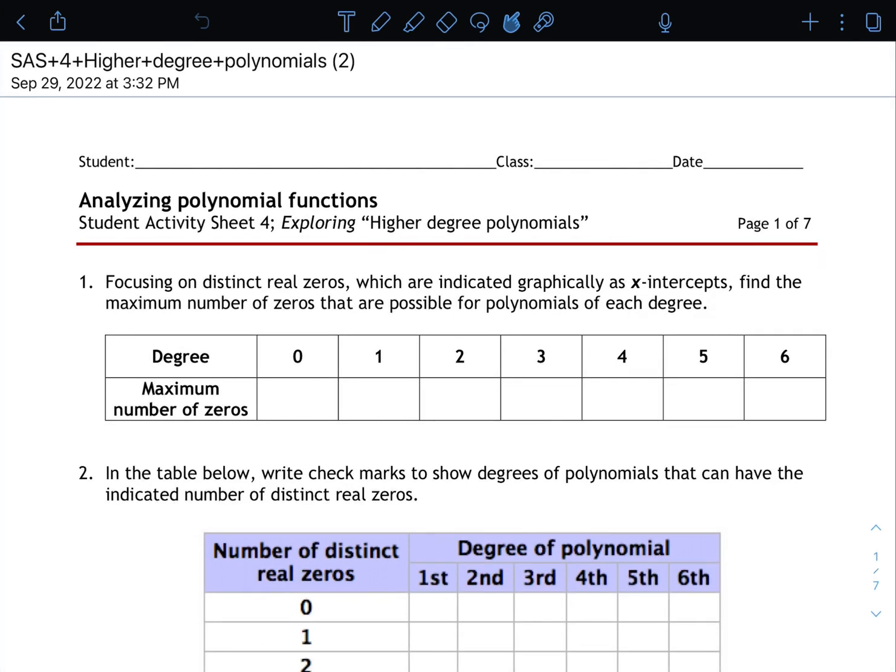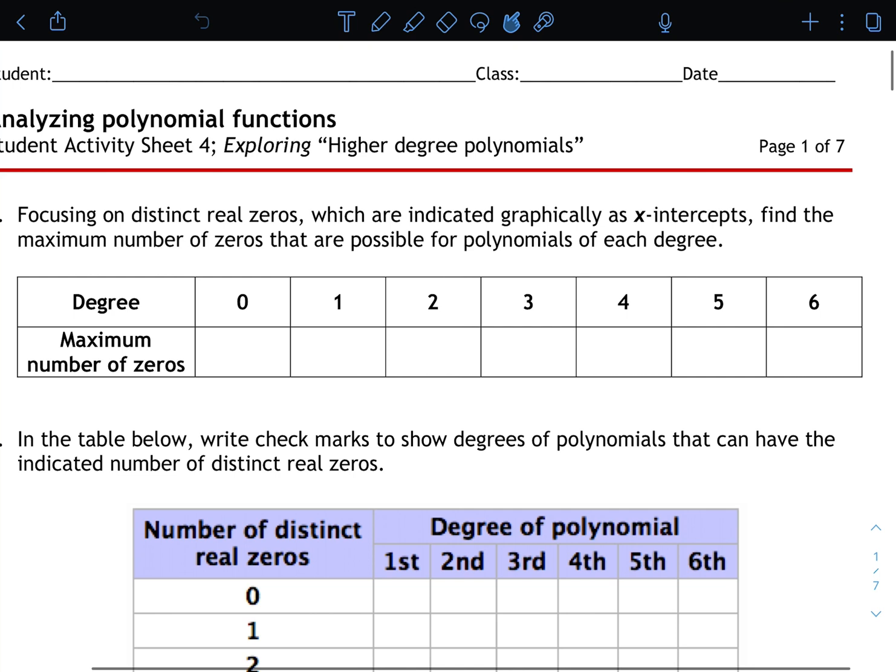All right, so today we are going to pick up where we left off with talking about the zeros of functions and how that relates to the degree of a polynomial. So yesterday we found a relationship between that degree and how many zeros it can have. We found that the degree tells us how many zeros we can have. So for example, we focused a lot on third degree polynomials.